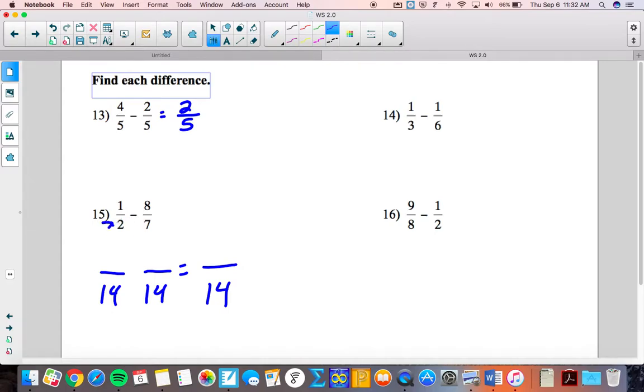So I had to multiply the bottom by 7 to get 14. Do that to the top. 1/2 is the same as 7/14. To get 7 to become 14, you have to multiply by 2. Do that to the top. So you get 16 on top.